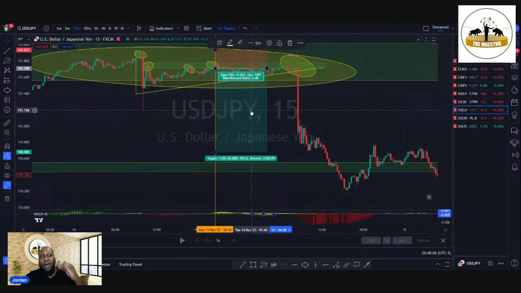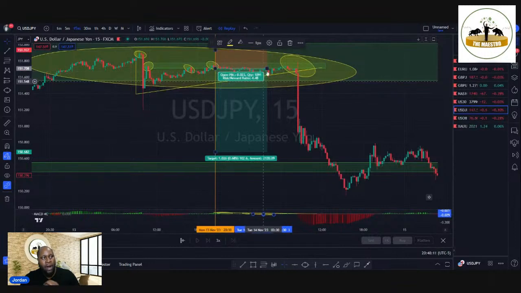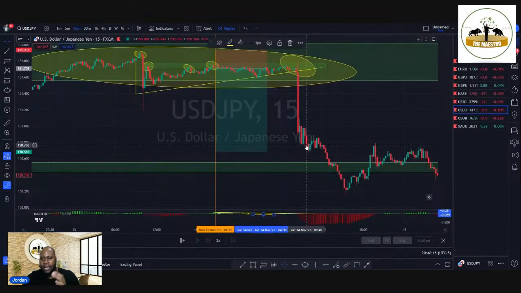So you saw that right ahead of time, right? That divergence didn't come way early. It came right on time so that you had time to enter this trade and then the trade played out as expected, okay?